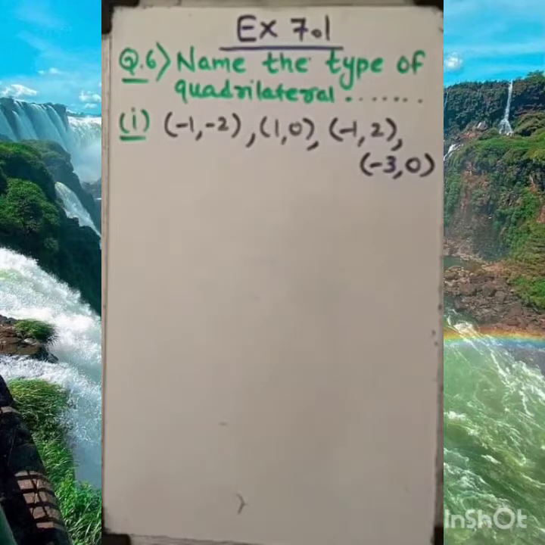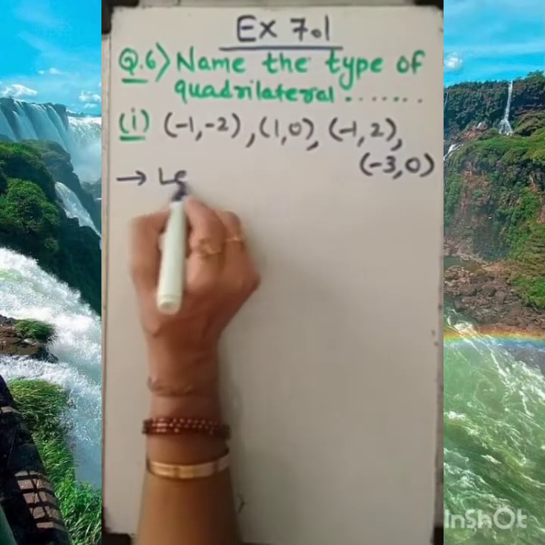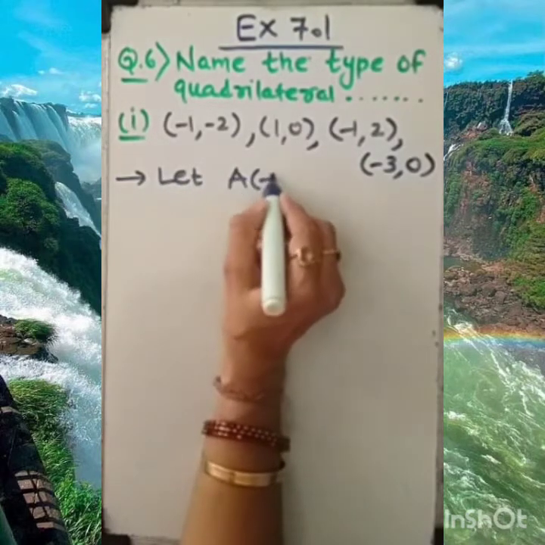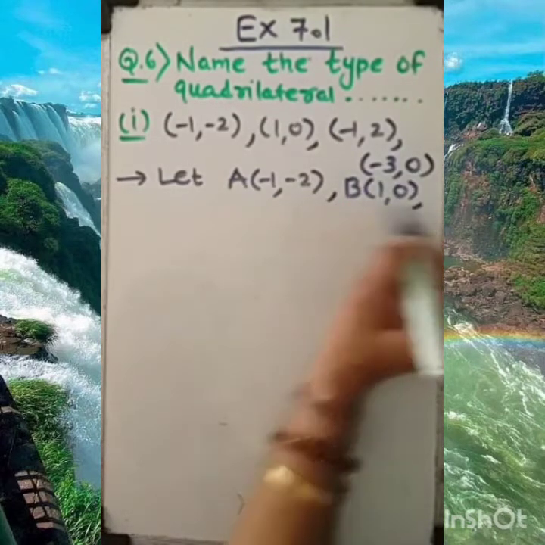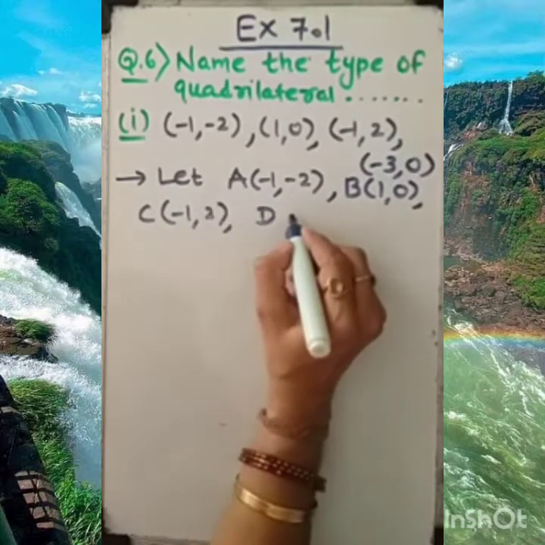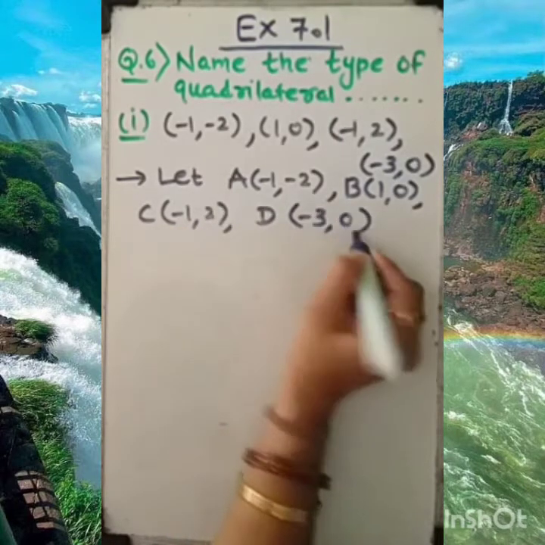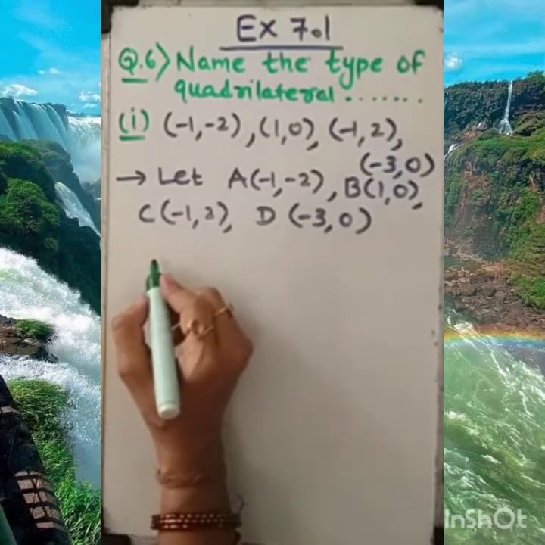Dear student, we can tell the type of any quadrilateral after finding the sides and the diagonals. So let's start the solution. Let A be the first point (-1, -2), B (1, 0), point C (-1, 2) and D (-3, 0). Keeping this in mind, let's apply the distance formula now.